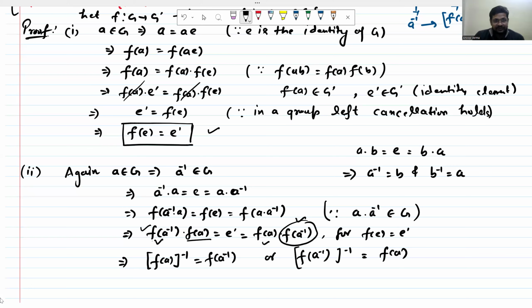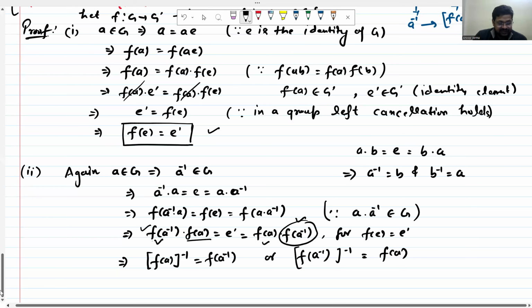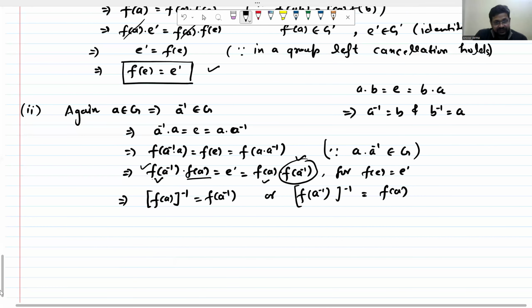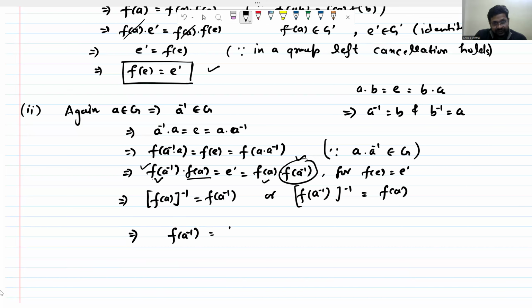So we proved the second result also, that F of A inverse is just equal to F of A whole inverse. It means the inverse also corresponds to the respective element's inverse. So this is the second one.